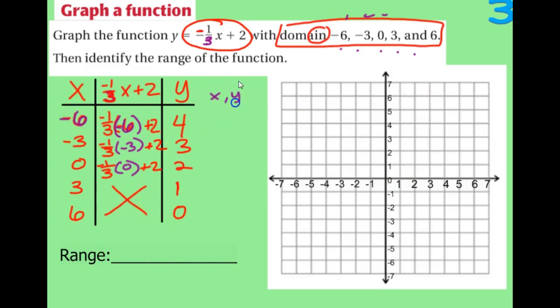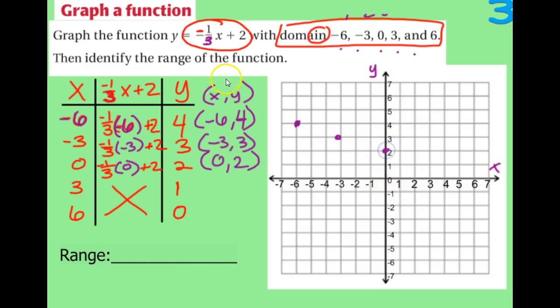So our points, x, y: x is negative 6, and y is a positive 4. So here's x, here's y. So x is negative 6 to the left, y is up 4. Then we have negative 3, 3, right there. So negative 3 is to the left 3, and then positive 3 on the y-axis is up 3. Then we have 0, 2. So we're not going left and right, we're just going up 2 on the y-axis.